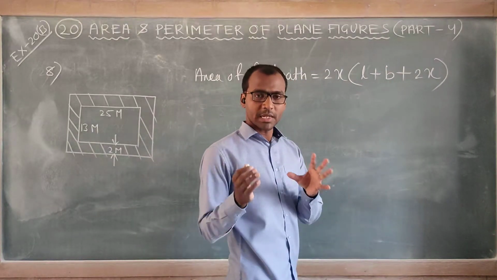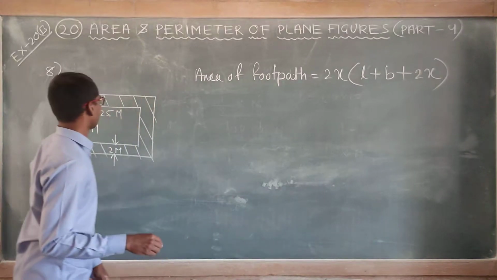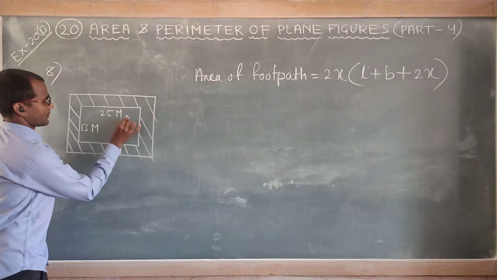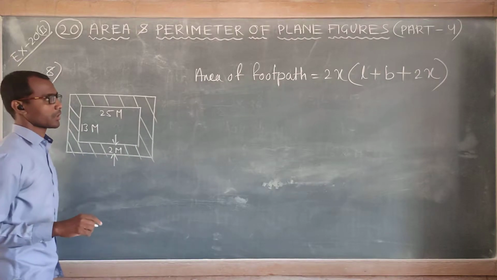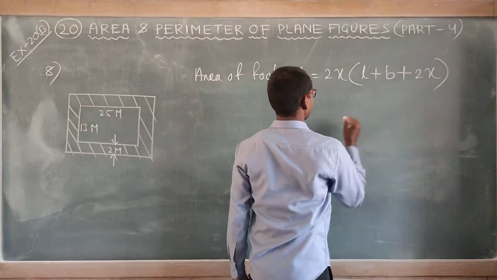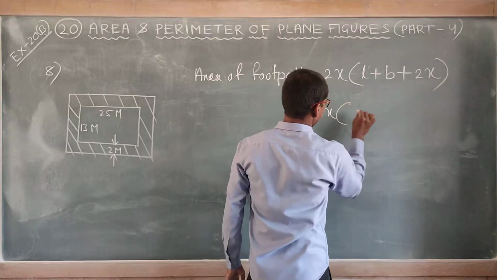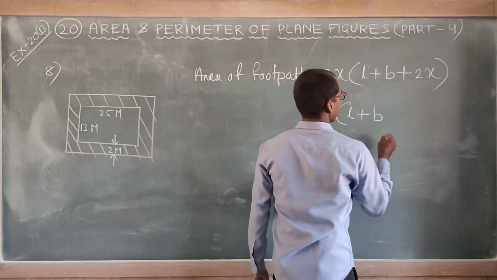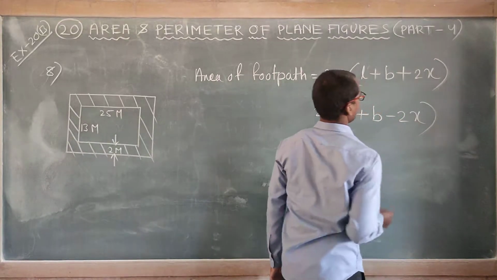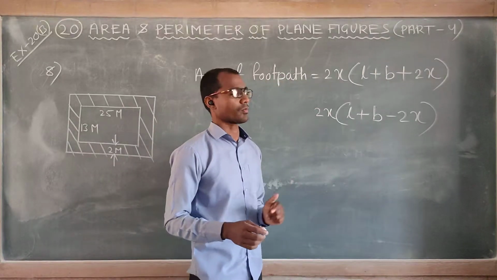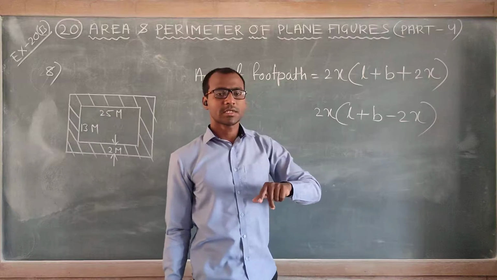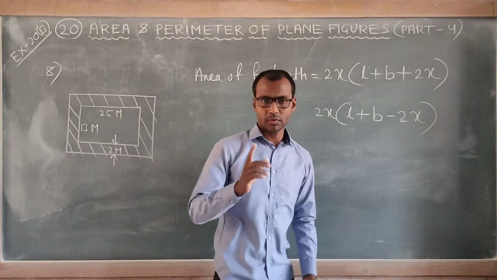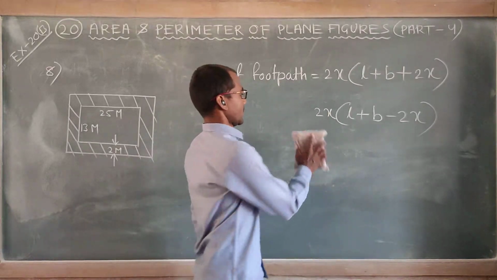If the footpath would be inside, means the footpath would be here, inside the rectangular plot, then you would have put minus here. The formula would have been L plus B minus 2x. So there is very little difference between the two formulas. If footpath is outside, then plus. If footpath is inside, then minus. Here footpath is outside, so I have put plus.